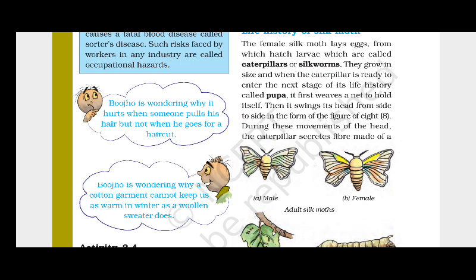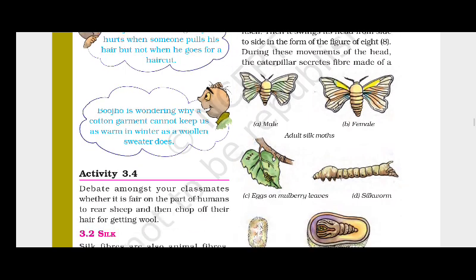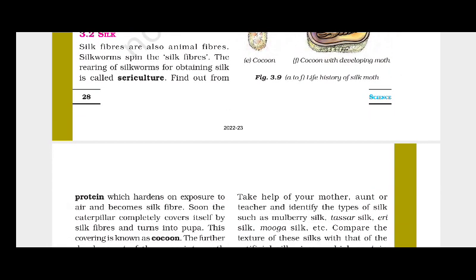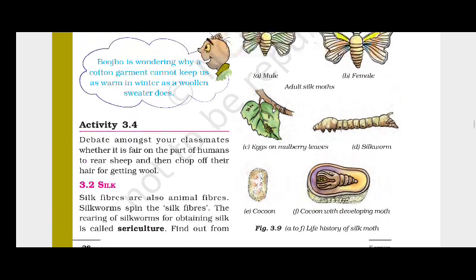Then it swings its head from side to side in the form of the figure 8. During this movement of the head, the caterpillar secretes fiber made of a protein which hardens on exposure to air and becomes silk fibers. You can see in the diagram also.